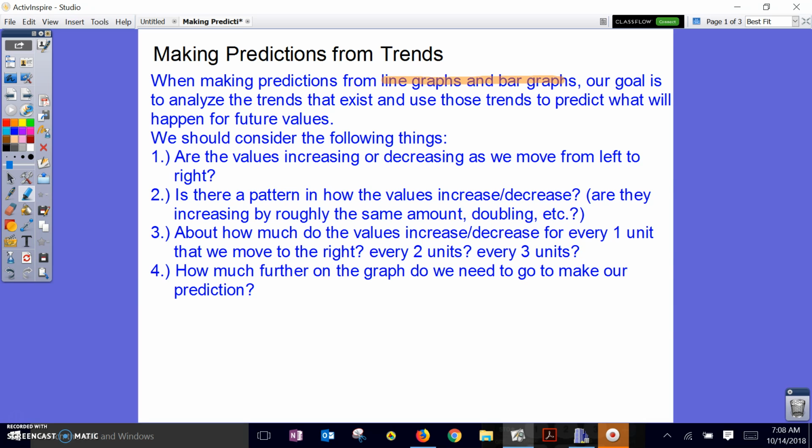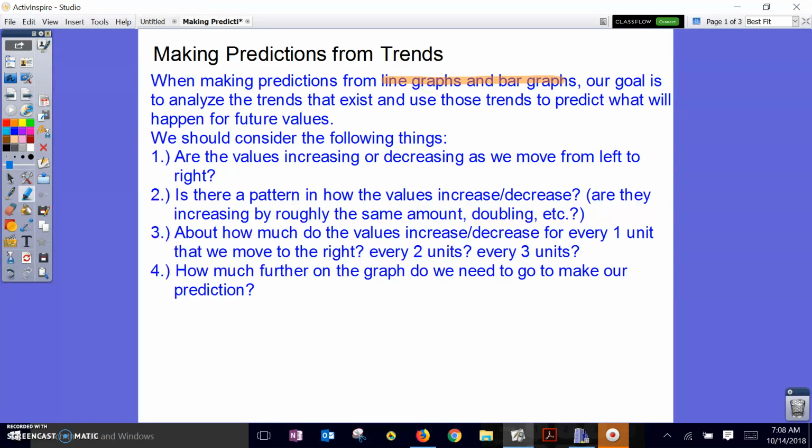There's a little list here of 4 things that you should consider when you're looking at this. First of all, when you're looking at the bar graph or the line graph, are the values increasing or decreasing as we move from left to right? This tells us whether we should expect our future values to be larger or smaller than the values that we see in the graph that we're looking at.